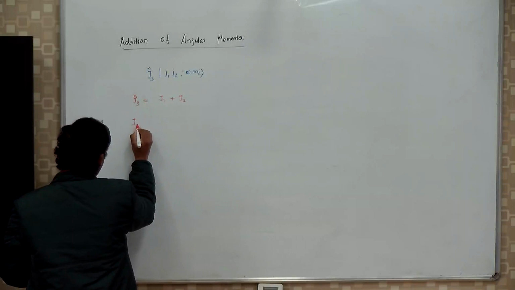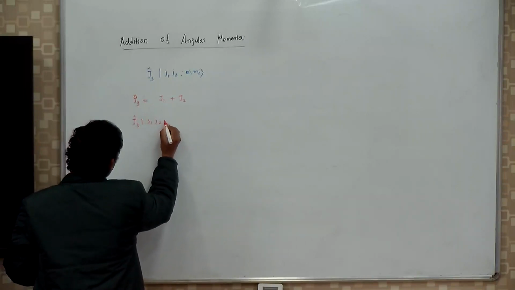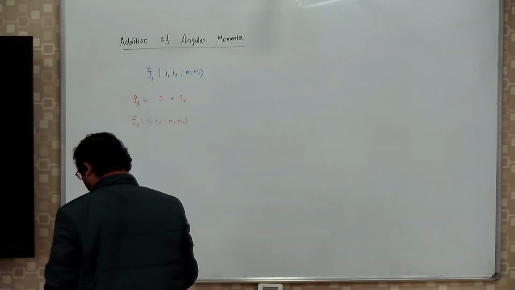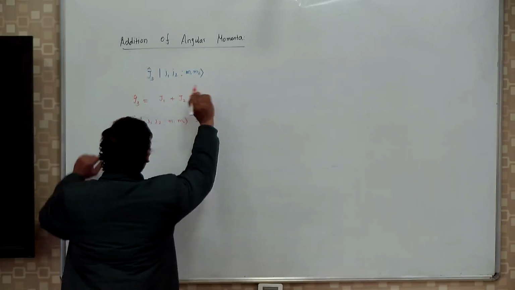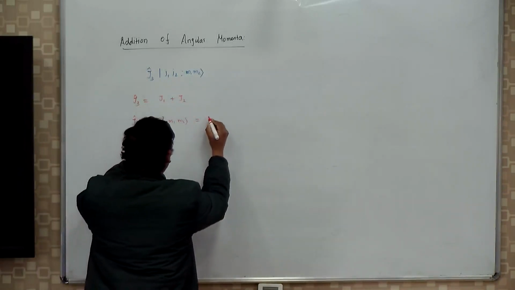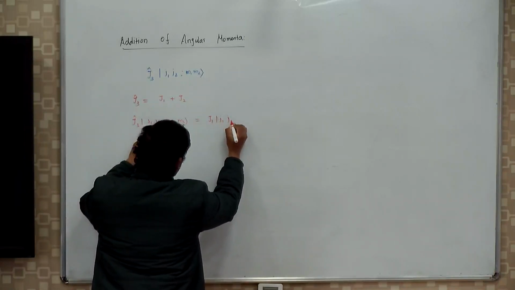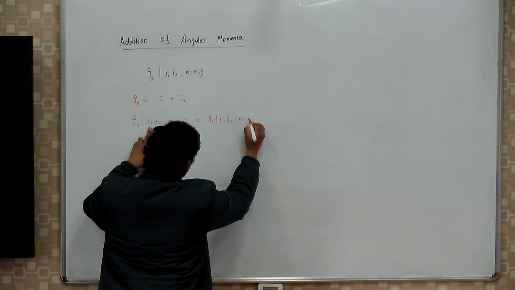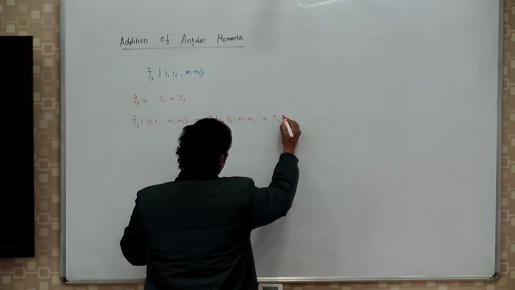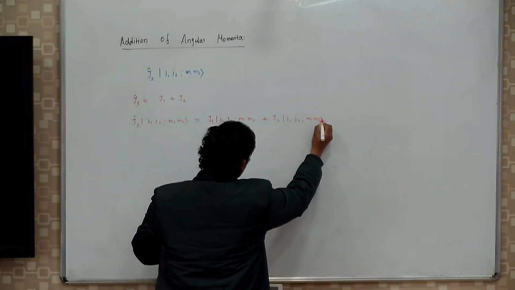For this particular case, the J3, if it acts on the state |J1, J2, M1, M2>, can be written as, or otherwise take the state vector on both sides of this expression: J1 |J1, J2, M1, M2> plus J2 |J1, J2, M1, M2>.